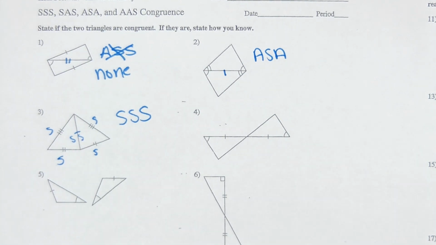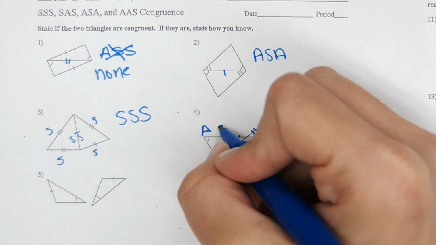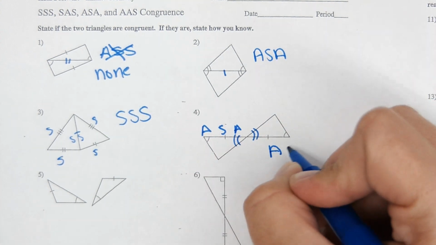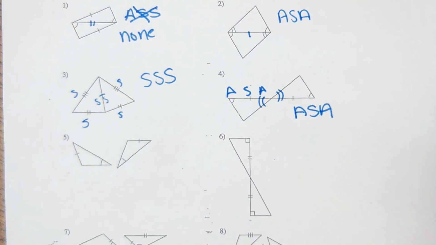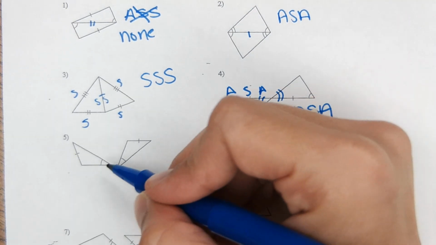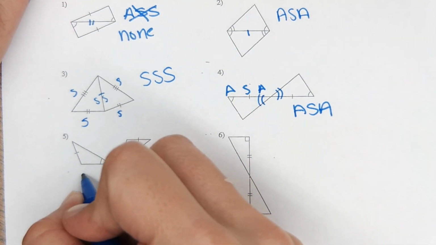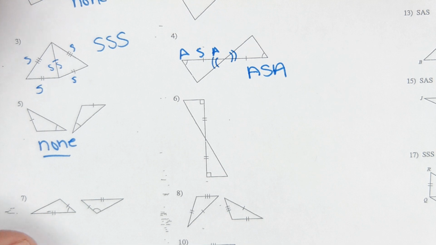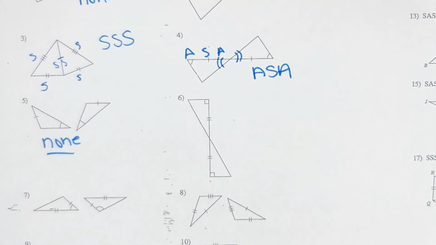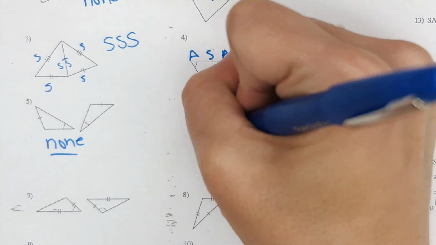Then for number 4, vertical angles are equal. So then we have angle, side, angle on both, so that'd be ASA. And then for number 5, it has an angle and a side in common, and that's all it gives us. So it doesn't give us enough information, so this is just none. They might be congruent, but we can't prove it. Number 6, vertical angles are equal, so we have angle, side, angle on both.